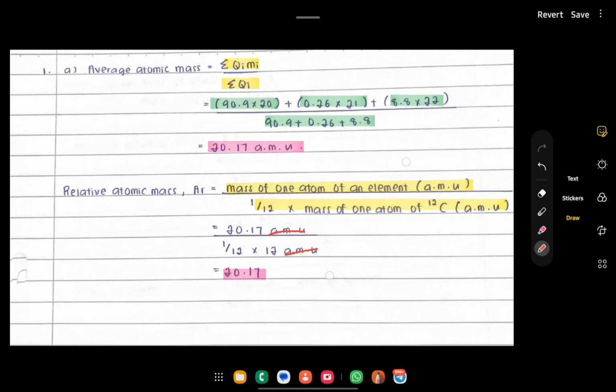For marks allocation, 1 mark for the average atomic mass formula or the substitution, 1 mark for the answer with unit, and lastly 1 mark for the final answer. The total is 3 marks.